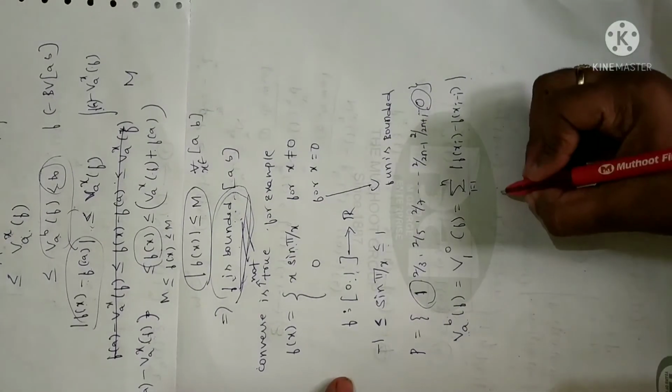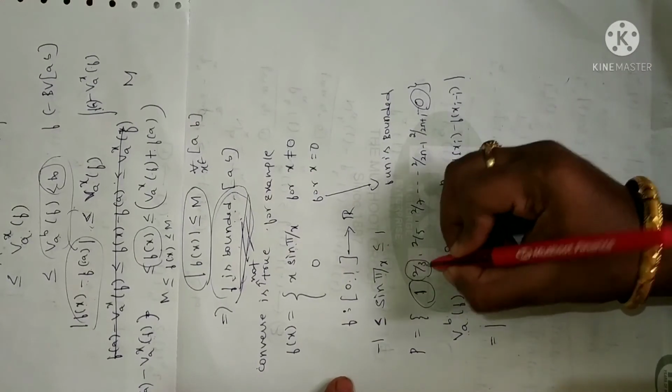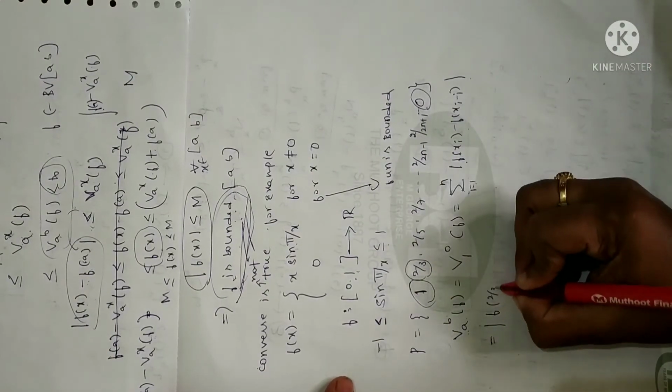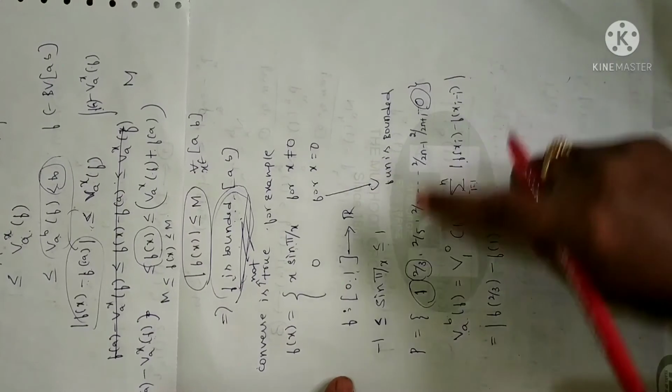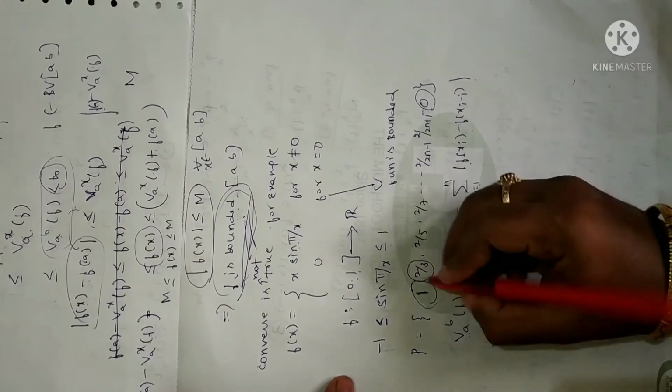Fine. Now let me put the values as i equal to 1. So i equal to 1 stands for 2 by 3. f of 2 by 3 minus f of 1. That meaning is f of xi plus 1 minus f of xi. Since I have the magnitude, I can interchange this.